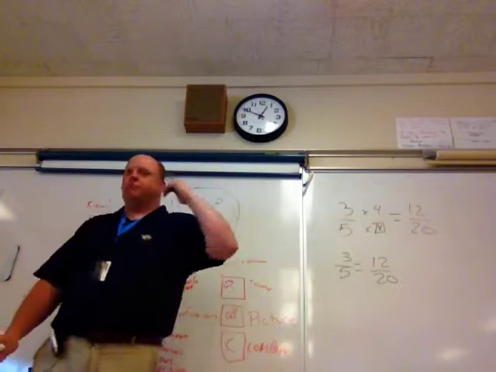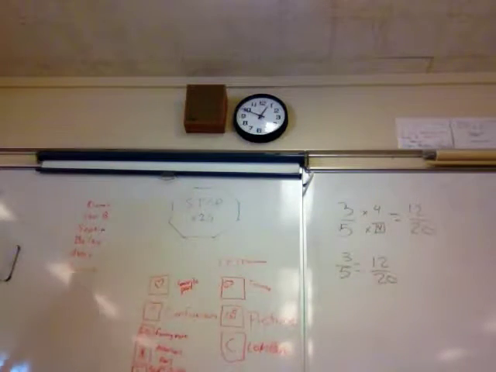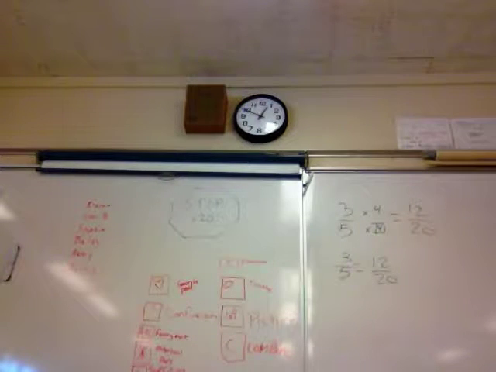Whatever you do to the bottom, you must do to the top. Whatever you do to the top, you must do to the bottom. And we learned that because of our gum yesterday. If the front row gets a piece of gum, the back row gets a piece of gum. Plain and simple. If the top number gets the times 4, the bottom number gets the times 4.